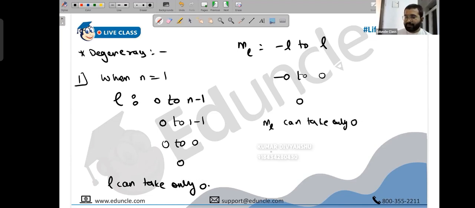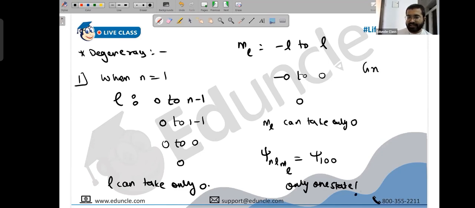It means what are the possible wave functions I can have? There is no option. N is always 1. L is always 0. ML is always 0. So when I write N, L, ML, there is only one option here, psi 100. Only one option. There is no multiple option here. It means ground state is non-degenerate. Only one state. Ground state is non-degenerate, or you can say one-fold degenerate, whatever.